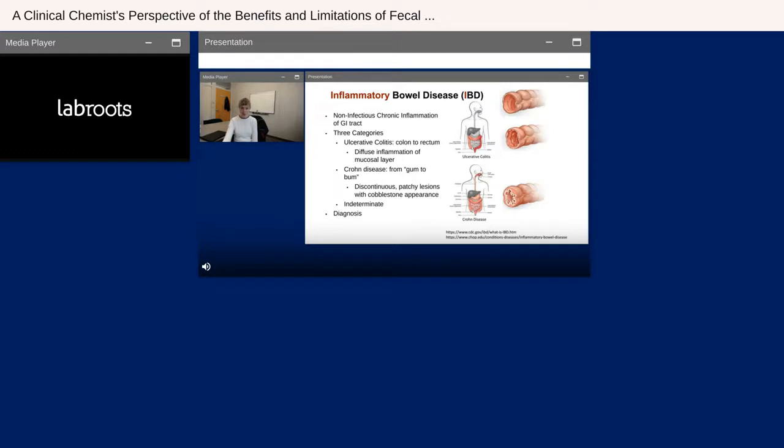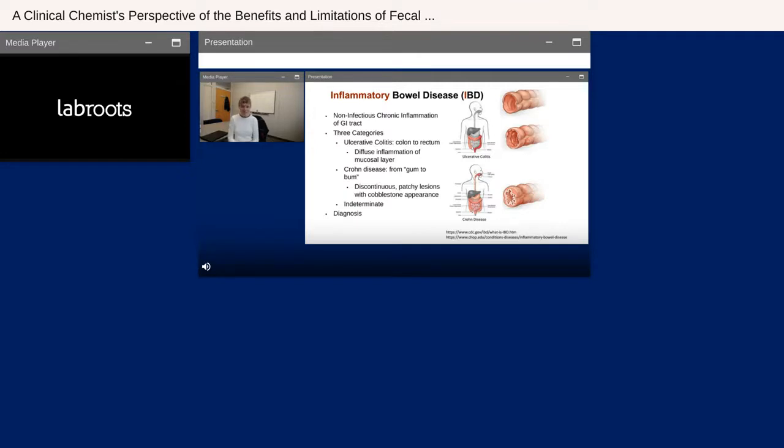There's ulcerative colitis, and that affects anywhere from the colon to the rectum. It's more of the diffuse inflammation of the inner mucosal layer. And then it could also be Crohn's disease. Crohn's disease affects anywhere in the entire GI tract, from gum to bum, as they like to say. And it's these discontinuous patchy lesions that can affect a variety of the tissue in the intestine.